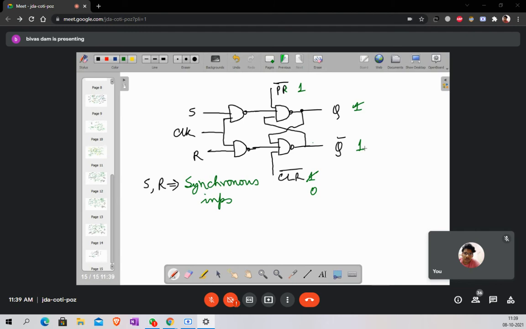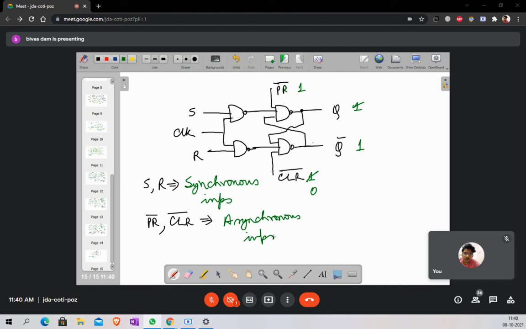Those input signals which operate in synchronism with the clock are termed synchronous inputs, and those inputs which do not have any relationship with the clock are termed asynchronous inputs. Now what I find is that PR bar and CLR bar both are asynchronous in nature. So this is the observation: PR bar and CLR bar are asynchronous inputs.